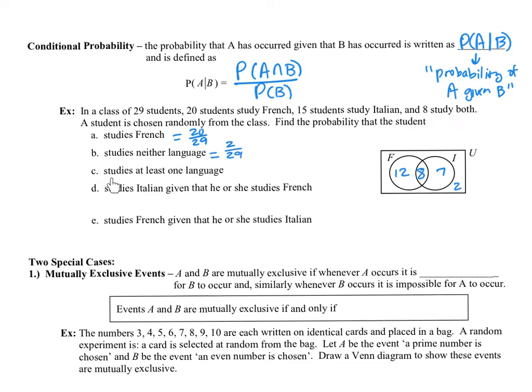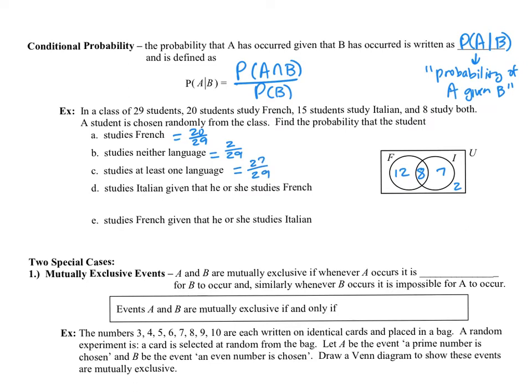Letter C, studies at least 1 language. Okay, so that means at least 1 means 1 or 2. So we wouldn't count these 2 guys because they don't study at least 1 language, but these guys do. They study at least 1 language. These guys study at least 1 language. In fact, they study 2, and these guys study at least 1 language. So if we total that, we get 27. So the probability that a student in this class studies at least one language would be 27 out of 29.